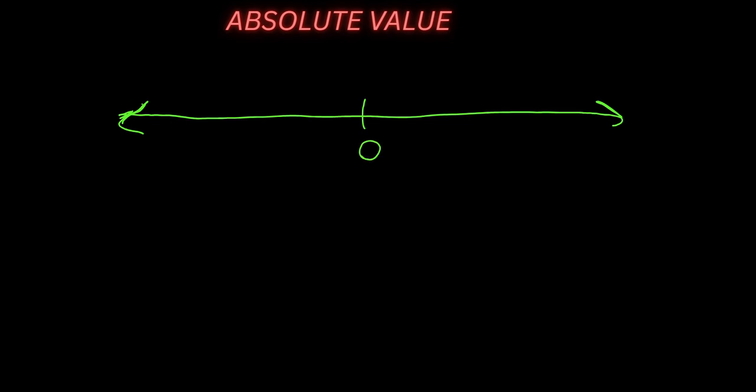This point is going to mark 0. Then we're going to mark some points off from there. We're going to make that 3, this 2, this will be 1, and we'll go back the other direction. This will be -3, this will be -2, this will be -1.